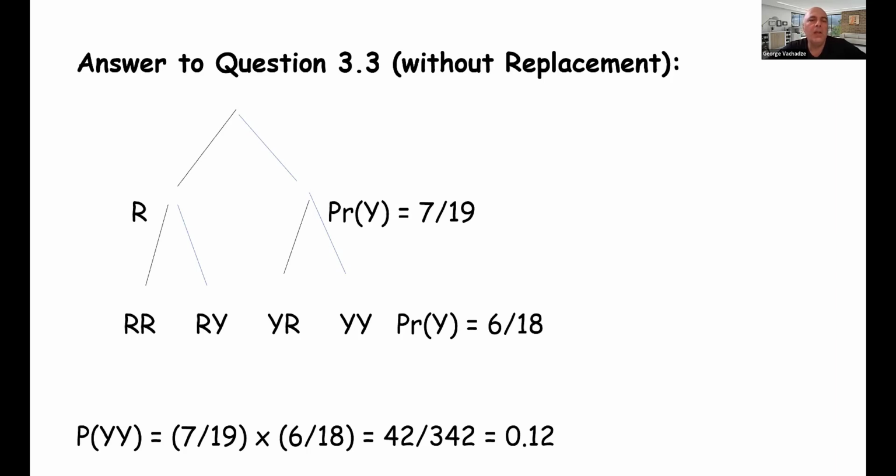That concludes the question about finding the probability of both balls being yellow. Those are 14% with replacement and 12% without replacement.